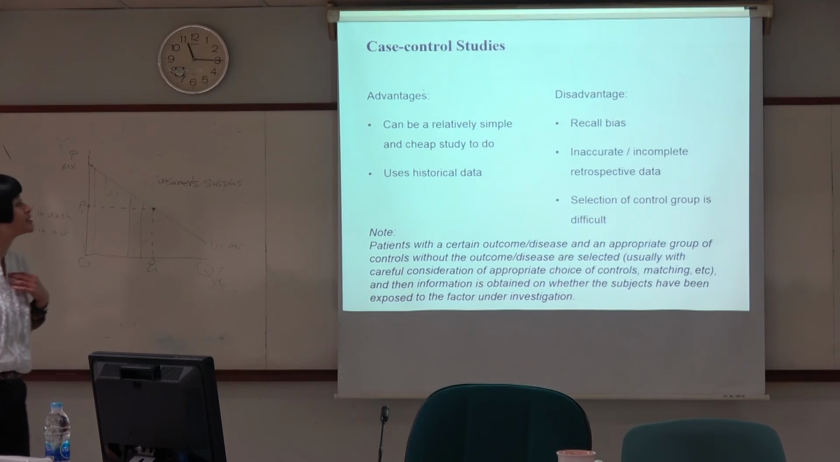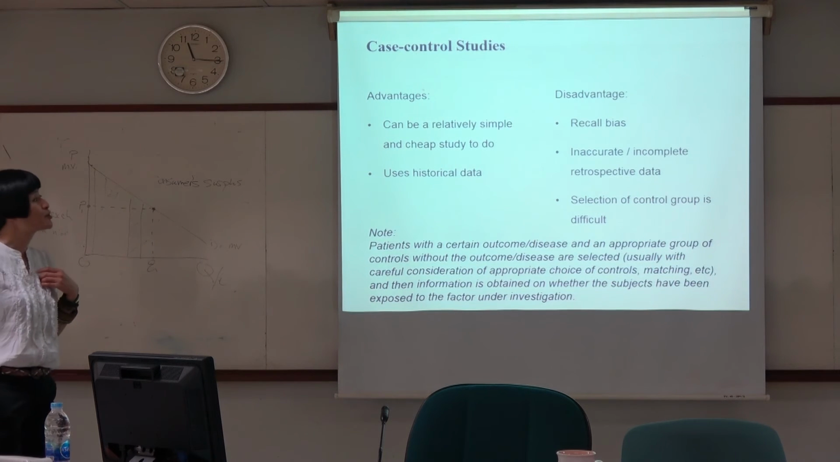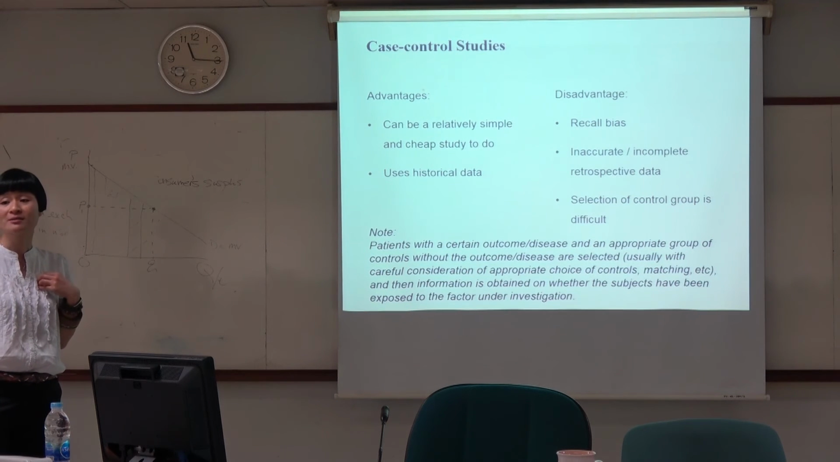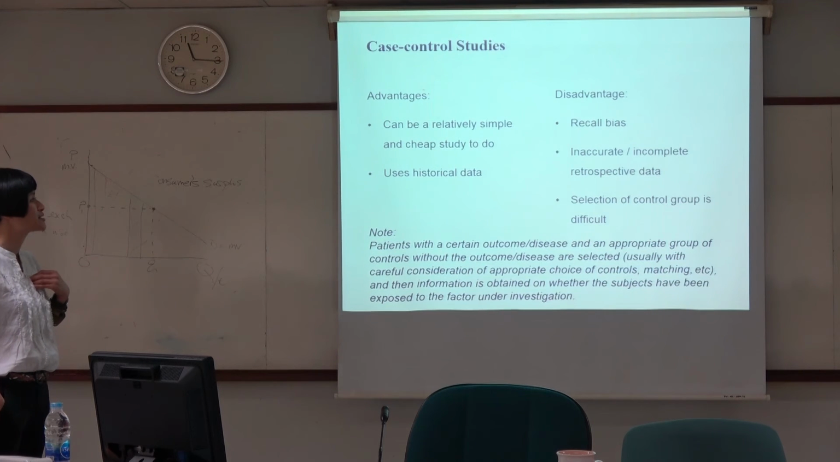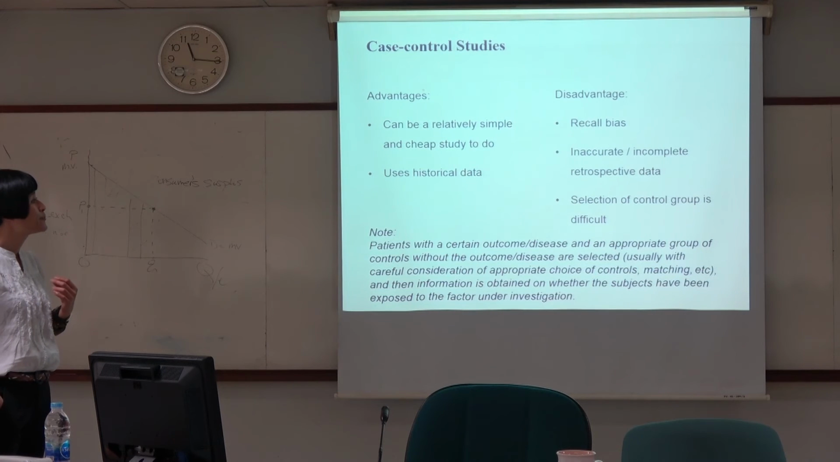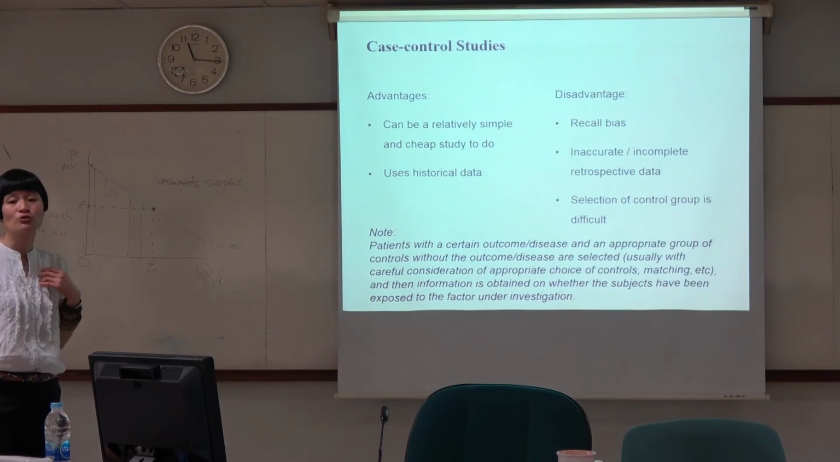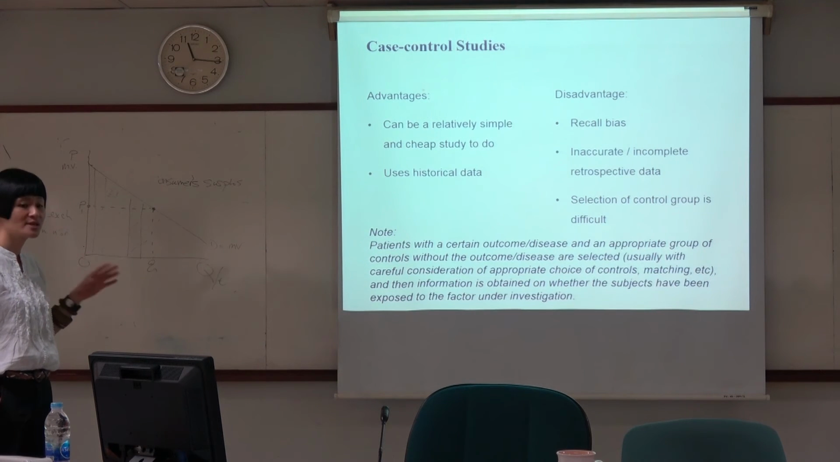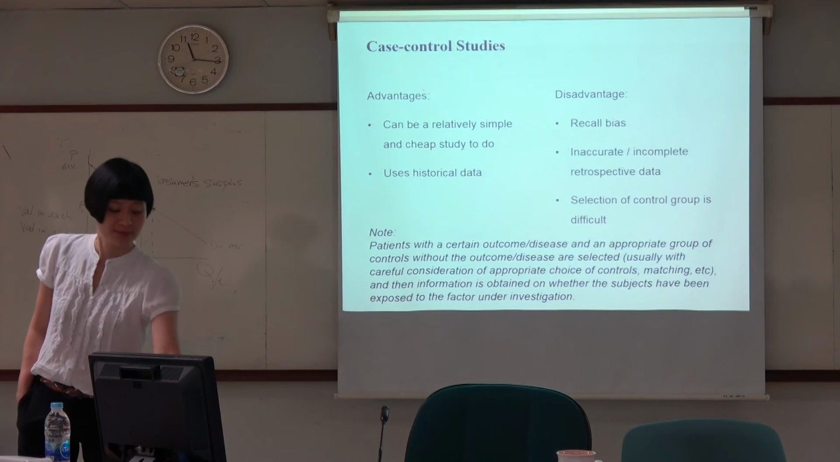Advantages of case control study. It could be relatively simple and cheap to do. And you can use historical data, so it could be retrospective. The problem is potential recall bias, depending on how you're collecting your outcomes data. And if you're relying on retrospective data, it can be incomplete. Missing data is a big issue in a lot of the observational studies. And also the selection of control group is quite difficult. You just have to make sure you have an appropriate selection of control group. So these are case control studies.